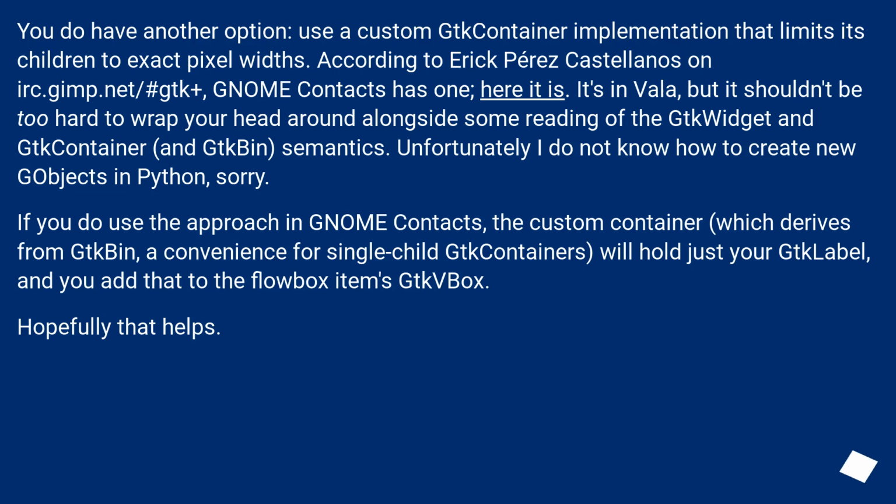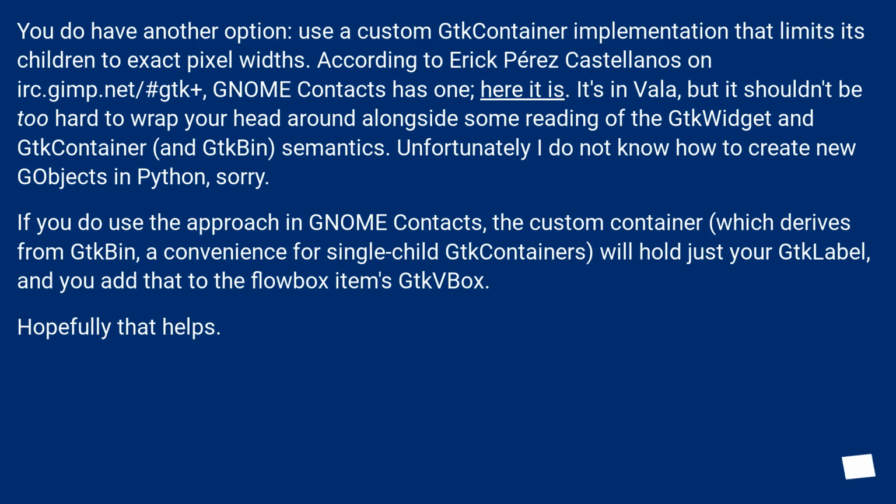You do have another option: use a custom GTK container implementation that limits its children to exact pixel widths. According to Eric Perez Castellanos on irc.gimp.net/#GTK+, GNOME Contacts has one. Here it is. It's in Vala, but it shouldn't be too hard to wrap your head around alongside some reading of the GTK widget and GTK container, and GTK semantics. Unfortunately, I do not know how to create new objects in Python, sorry.